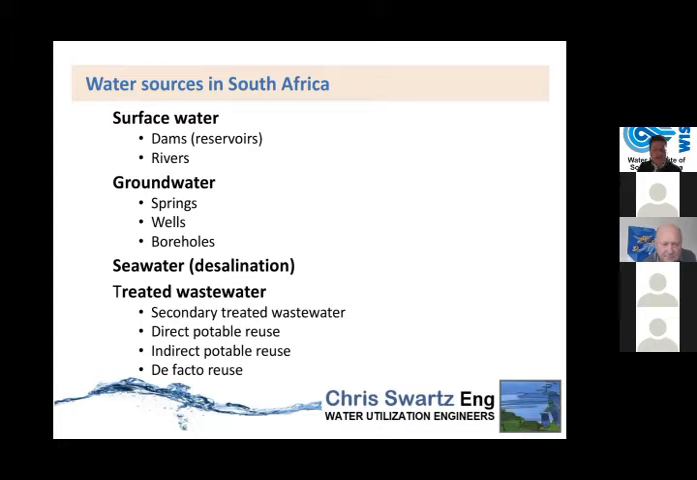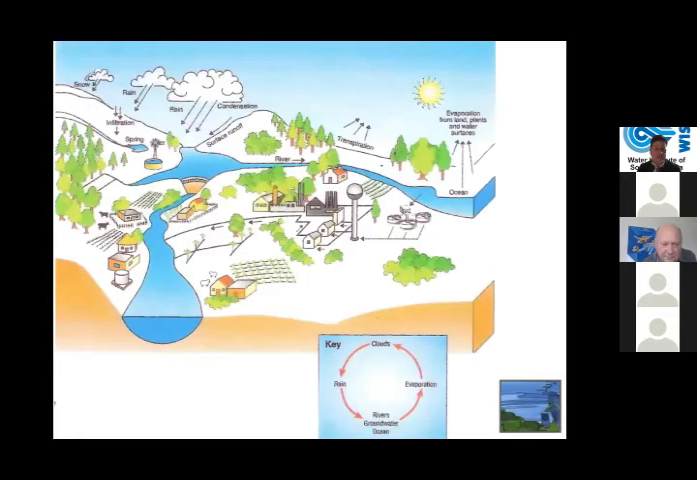The last one is what we call de facto reuse or unintended reuse. That is where we have the situation, if you have poorly performing wastewater treatment plants, as we have many of in South Africa, that the quality of the wastewater they discharge to river has a big impact on the downstream towns that abstract this water for potable use and have to treat it. So those are the main sources of water for drinking purposes.